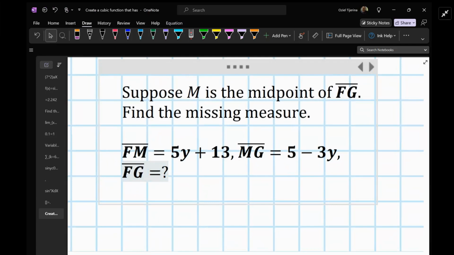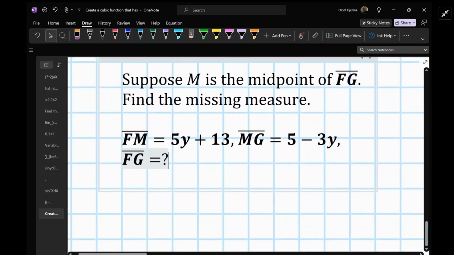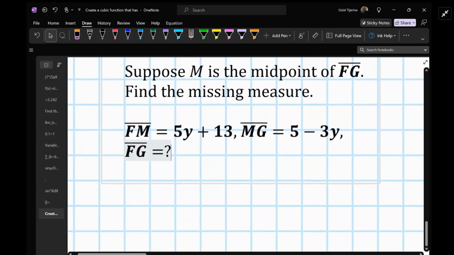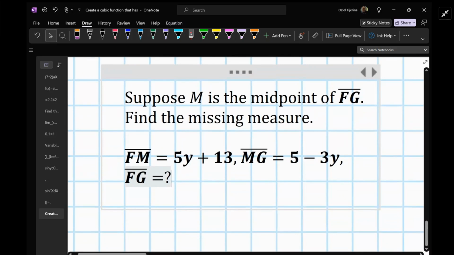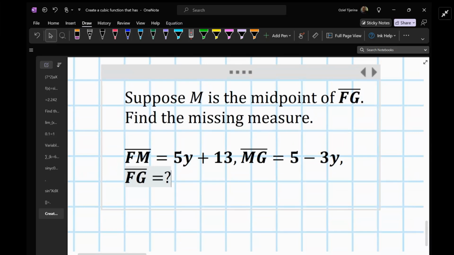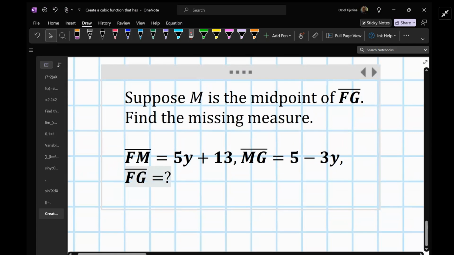So here, what we need to do is... we don't need to necessarily find the midpoint. Our goal here is to find the length of FG, at least I think it is, right? Because it's a missing measure. It is not just the midpoint.